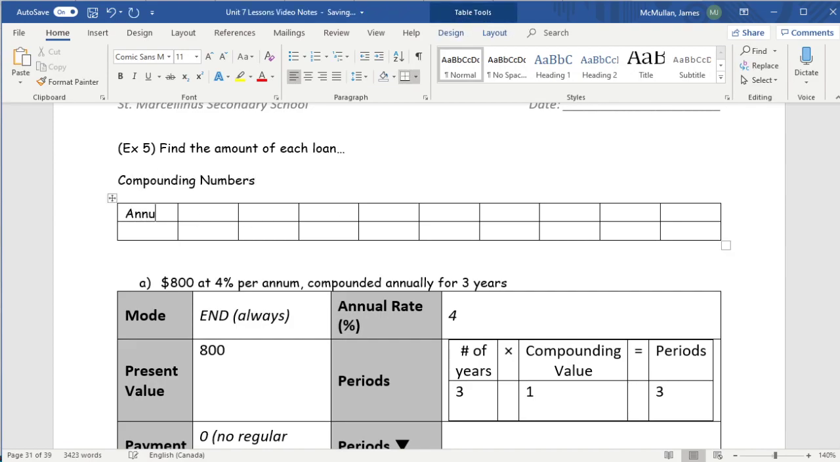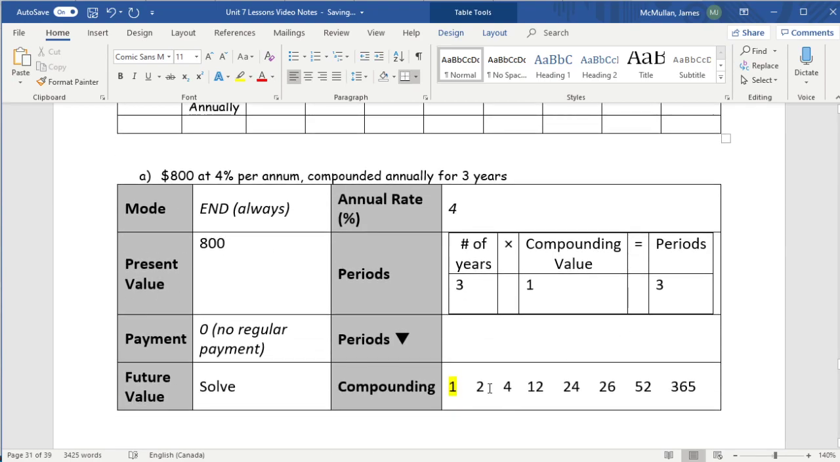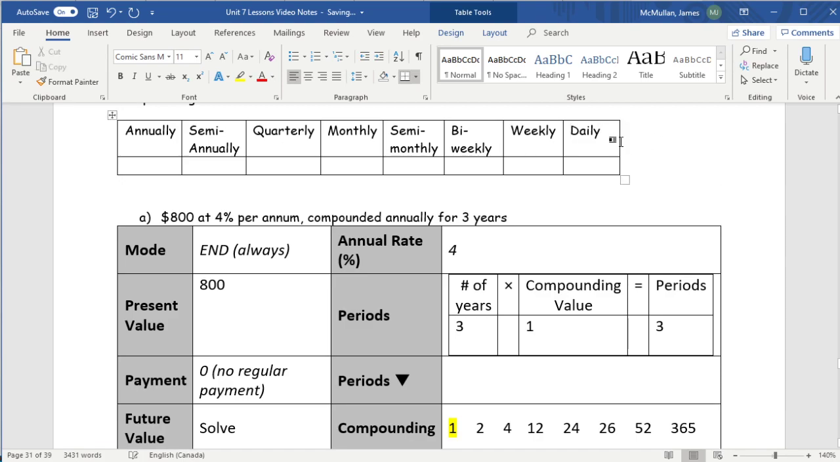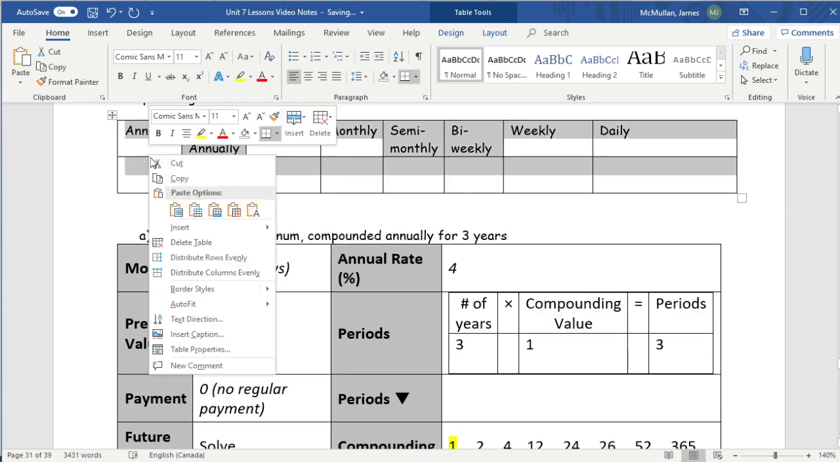So if the question says annually, semi-annually, let me just go through the other ones quickly. Quarterly, monthly, semi-monthly, bi-weekly, weekly, and daily. So these are all the different ways that money can be compounded. There are more, of course, but these are the typical ones.